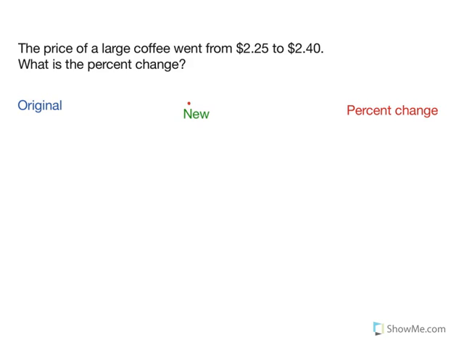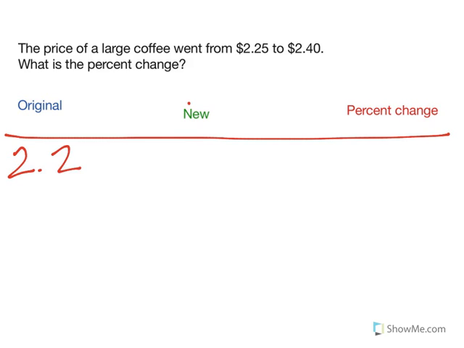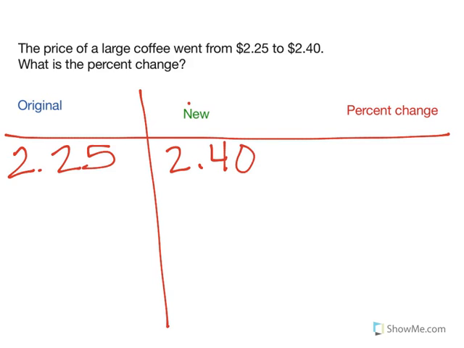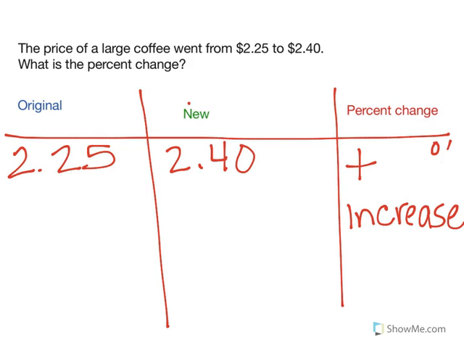All right, so let's look at a more complicated example. I want you to write this down, and I'm going to walk you through it. So the price of a large coffee went from $2.25 to $2.40. What is the percent change? So when we think about this, we know our original was $2.25. Our new price is $2.40. So our percent change is going to be a positive. It's going to be an increase. So I'm setting this up. We know it's going to be a percent increase. The only thing I'm missing is what the percent is. Now that might not seem like a lot, but maybe it is. So how do we figure this out?